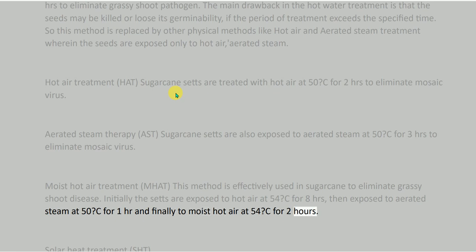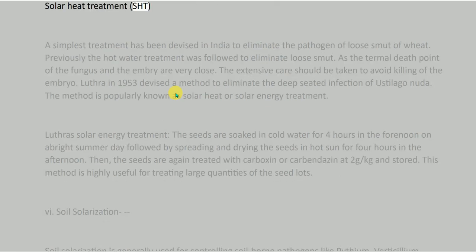Solar heat treatment, SHT. A simple treatment has been devised in India to eliminate the pathogen of loose smut of wheat. Previously, hot water treatment was followed to eliminate loose smut. As the thermal death point of the fungus and the embryo are very close, extensive care should be taken to avoid killing the embryo. Luthra in 1953 devised a method to eliminate the deep-seated infection of Ustilago nuda. The method is popularly known as solar heat or solar energy treatment.